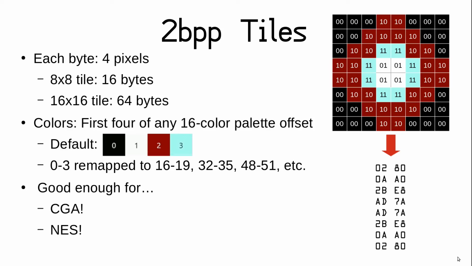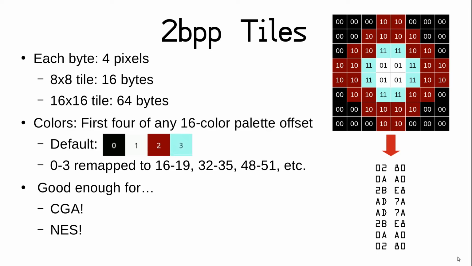The most basic graphical tiles are 2 BPP, which gives you only 4 colors on each tile. Using 2 bits for each pixel means that each byte defines 4 pixels, requiring at least 16 bytes to define an 8x8 tile, or as many as 64 bytes for a 16x16 tile. You don't have access to the whole palette in 2 BPP mode, only the first 4 colors of each palette offset, and really only 3 colors, as index 0 will always be transparent.